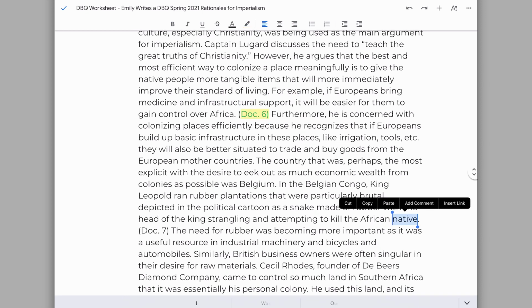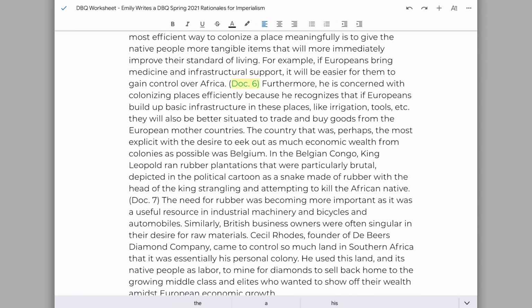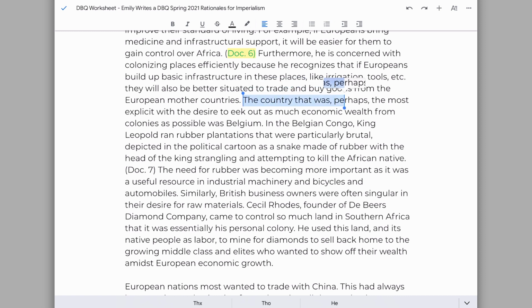And again, I'm looking for evidence of sourcing. I'm looking for outside evidence. I don't see any evidence of that outside evidence, but I'll keep my eyes open. Furthermore, he's concerned with colonizing places efficiently, etc. The country that was perhaps the most explicit. These are nice transitions. Do you see this? She's not just listing the countries out one by one, but she's differentiating among them. That's showing me a high level of comparison skill and making me think this might earn the complexity point as well. Okay, the most explicit, blah, in the Belgian Congo, King Leopold.